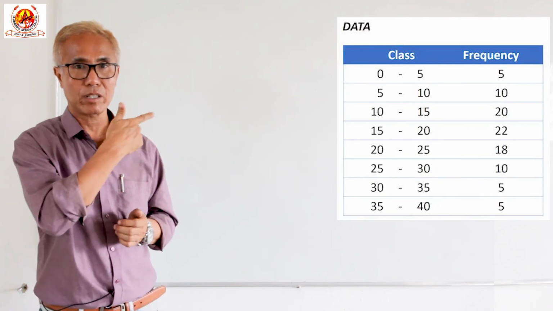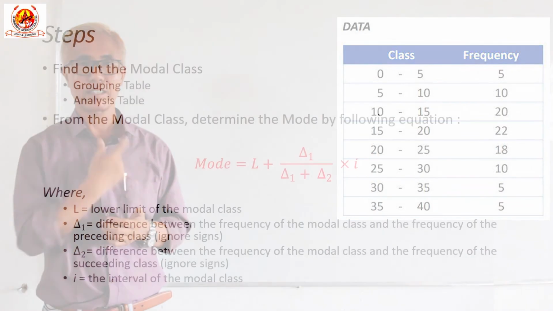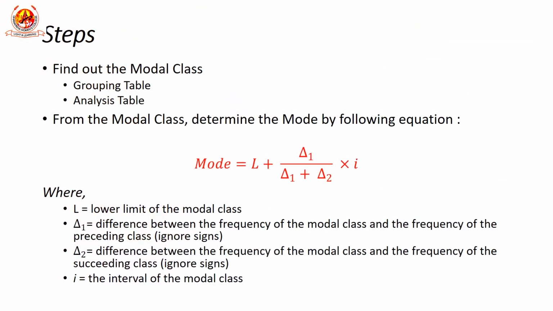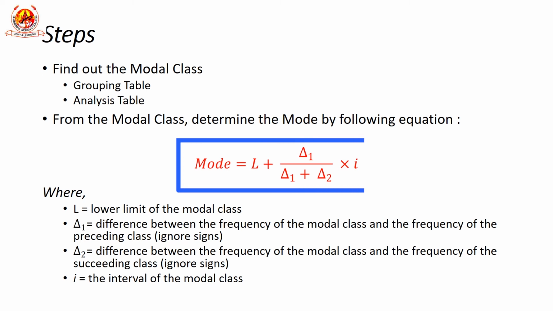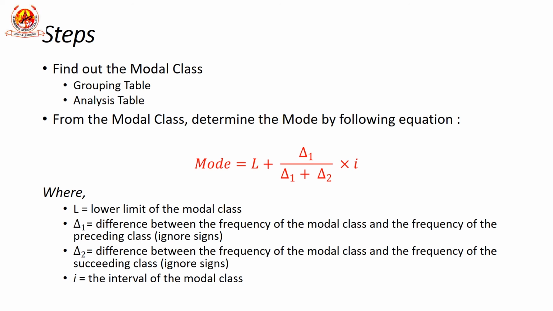Then after that, let us come to the equation. I will write an equation here. It is the equation of the mode. Mode is equal to L plus delta 1 divided by delta 1 plus delta 2, into I. L is the lower limit of the modal class. For example, for the class 10 to 15, 10 is the lower limit and 15 is the upper limit, and L is the lower limit of the modal class.